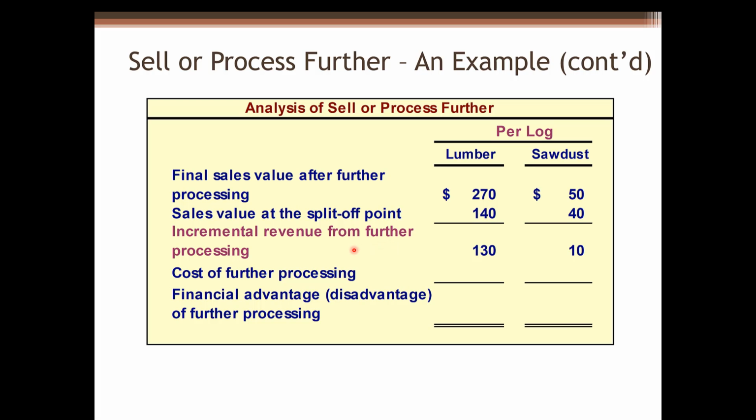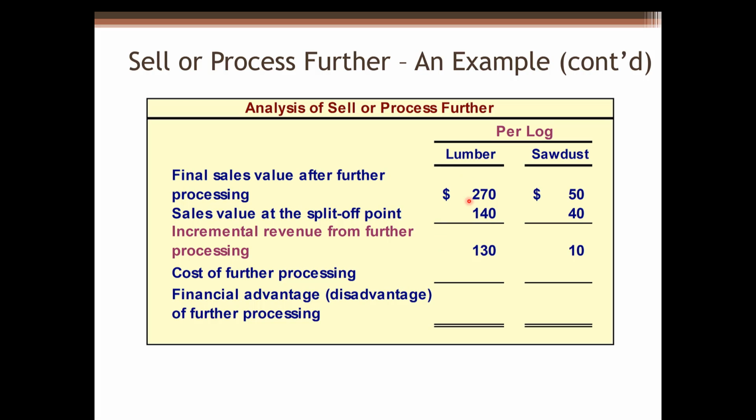We need to calculate incremental revenue from further processing. Keep in mind, if the incremental revenue from processing further exceeds incremental processing costs, then it's profitable to continue processing a joint product after the split-off point, and we can make our decision. Here, we use final sales value after further processing minus sales value at the split-off point, and then we can get incremental revenue from further processing.